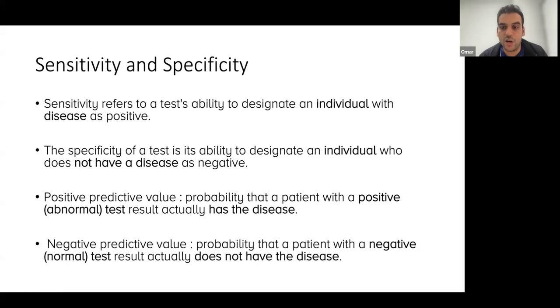With a positive predictive value, it is all about the test. With a sensitivity, it is all about the individual. So with a positive predictive value, you're talking about the test first. Negative predictive value is the probability that a patient with a negative test result actually does not have the disease.